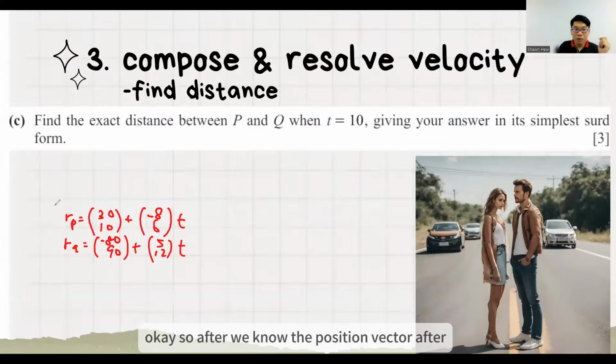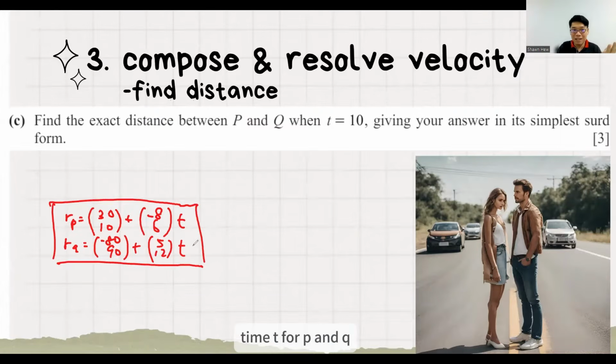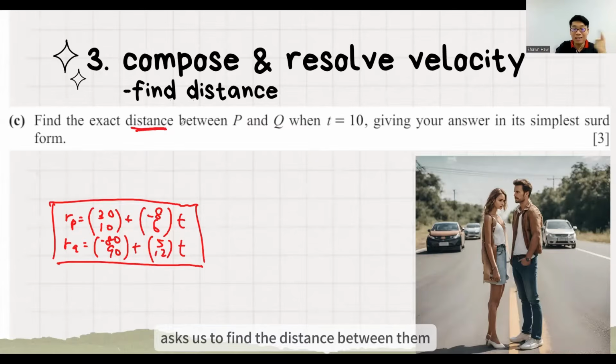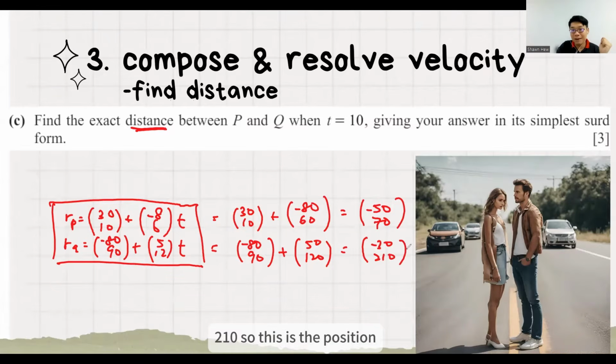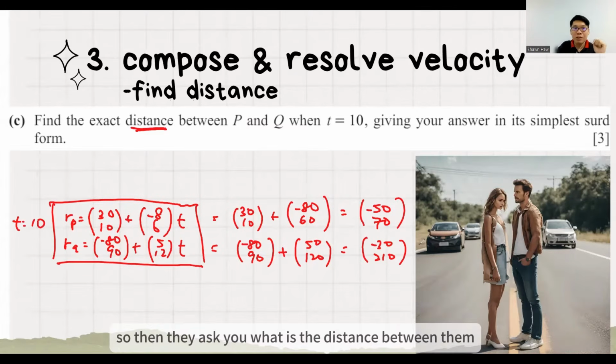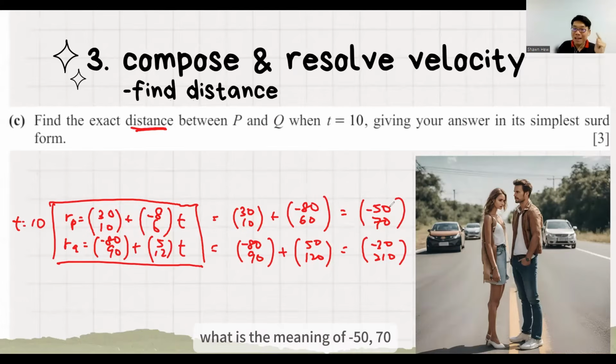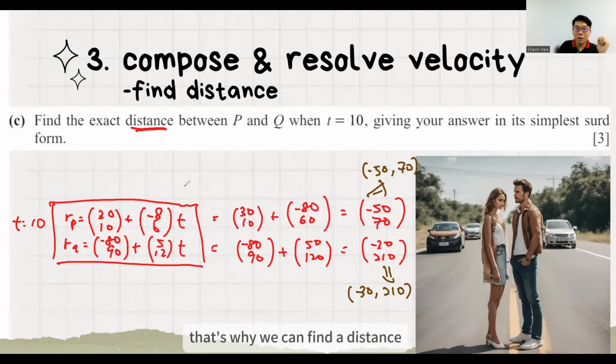Okay, so after we know the position vector after time t for p and q, the next question asks us to find the distance between them when time is 10. So for p it will be minus 50 and 70. How about q? Minus 30, 210. So this is the position of p and q after time equals 10. Then they ask what the distance between them is. What is the meaning of minus 50, 70? It's actually telling you the coordinate is minus 50, 70. And q is minus 30, 210. That's why we can find the distance.